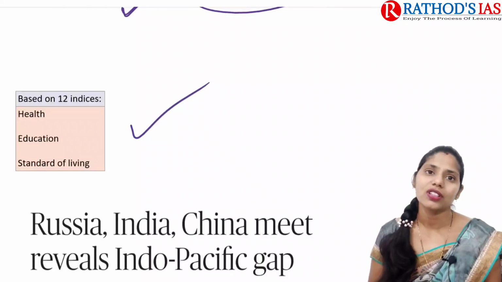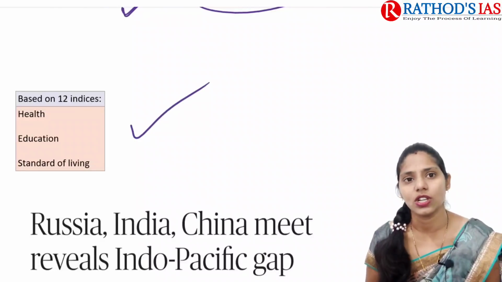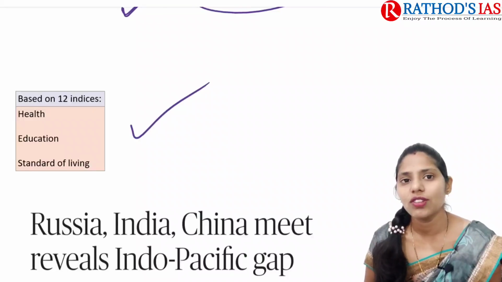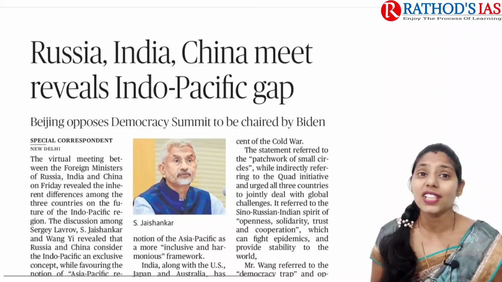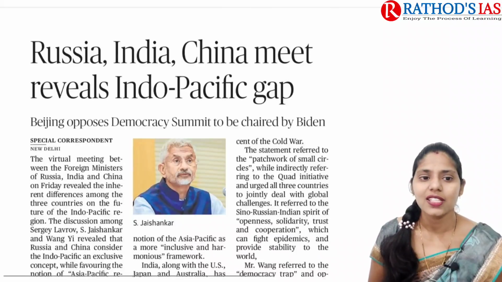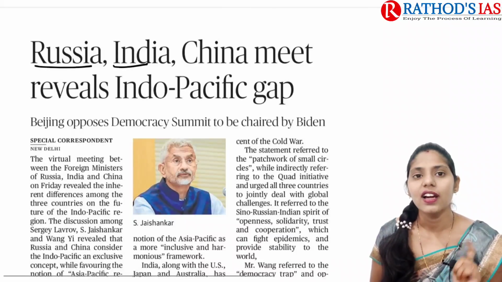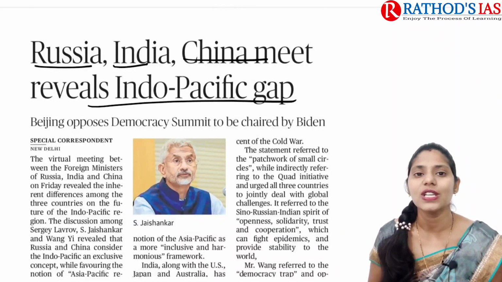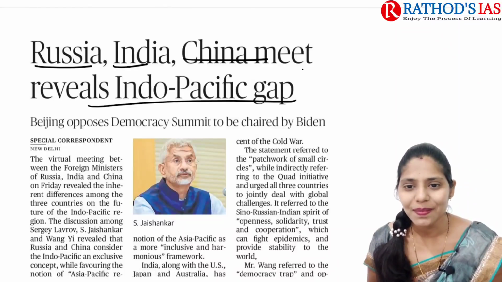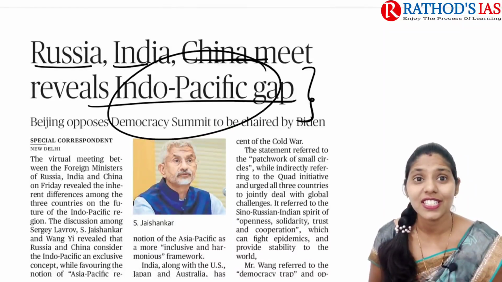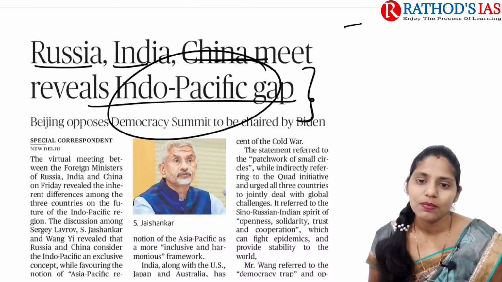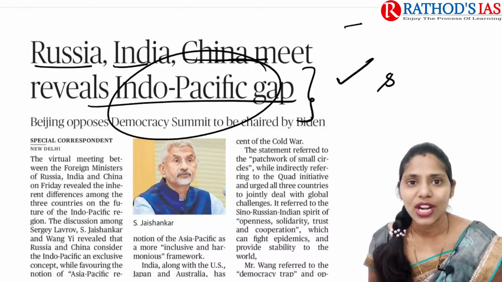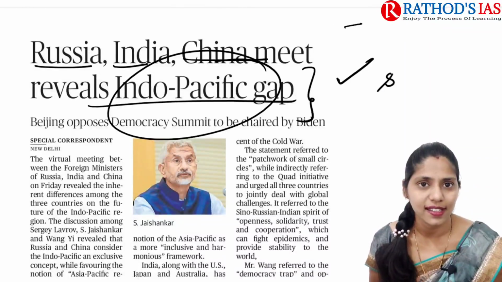So this is about this topic and I hope it is much clear, and I tried to give different dimensions regarding this topic. Now let us try to see the next question. It is about Russia, India, China meet reveals Indo-Pacific gap. So what is the gap present in this Indo-Pacific region and Asia-Pacific region, that we are going to discuss now. Before that, please ensure that you have watched yesterday's lecture.